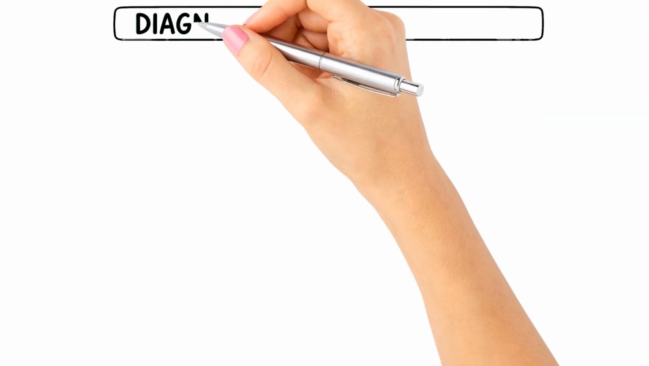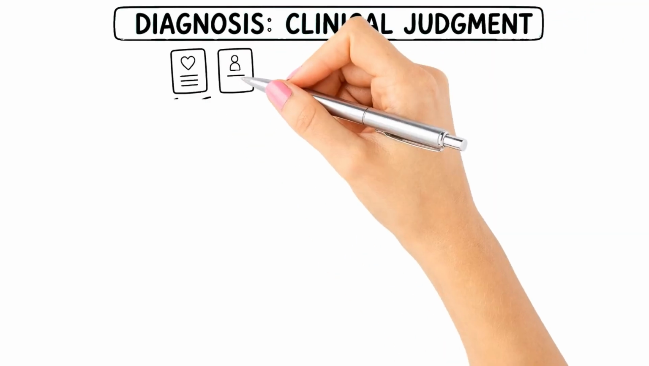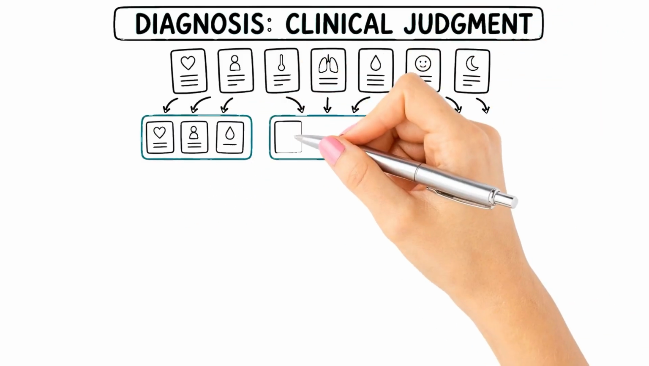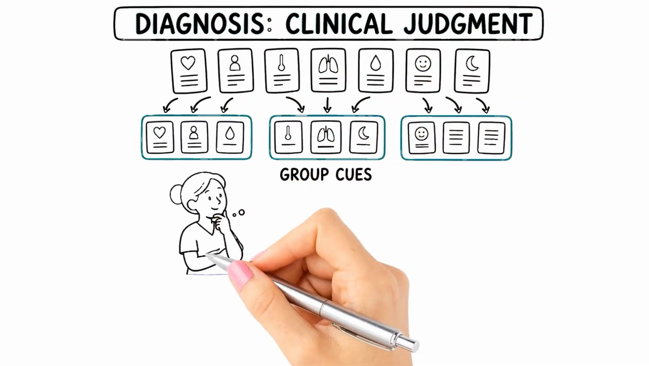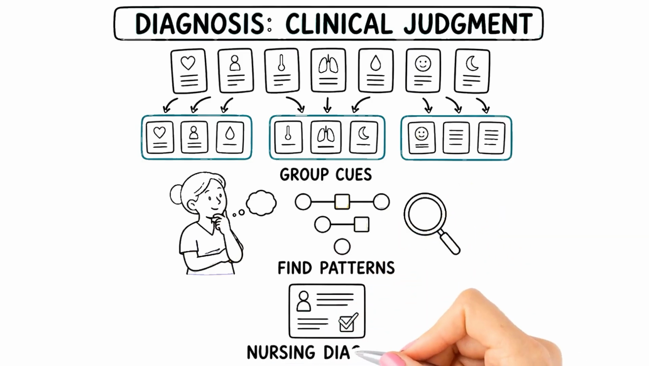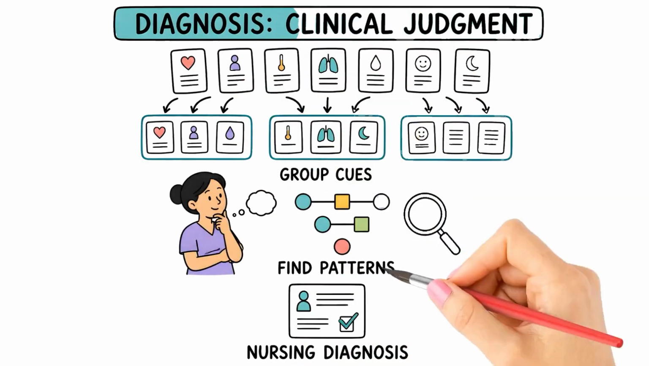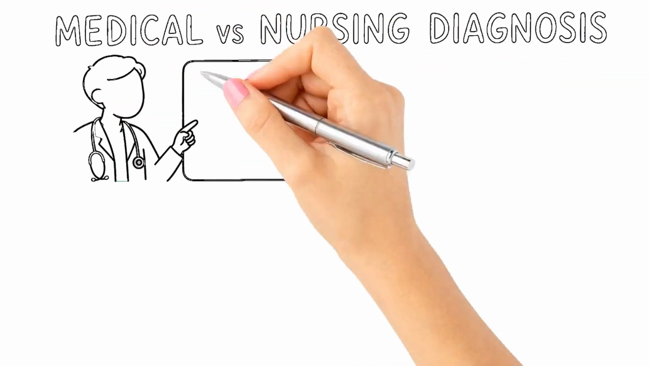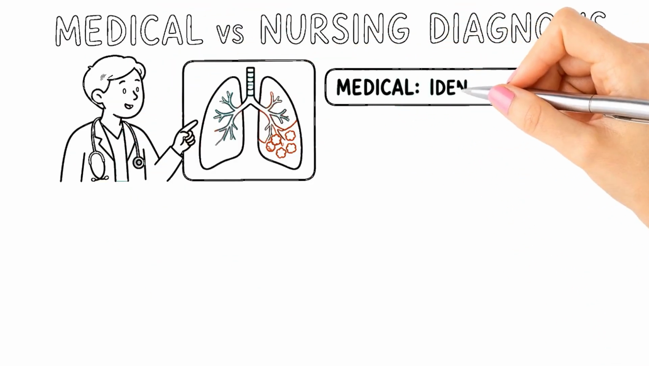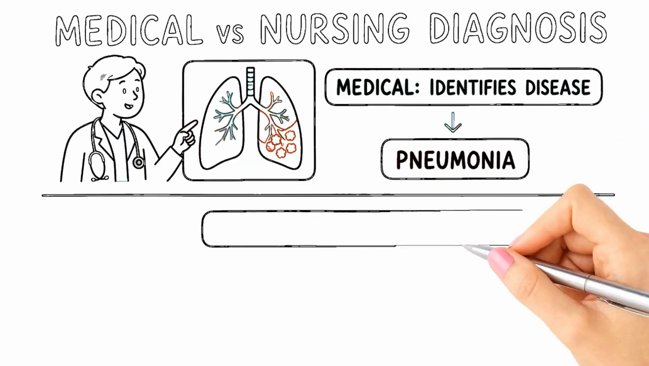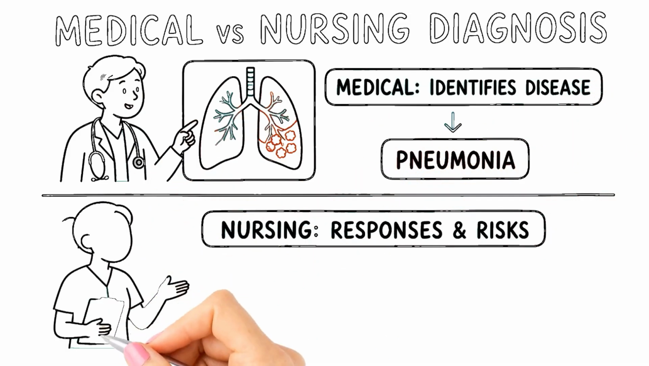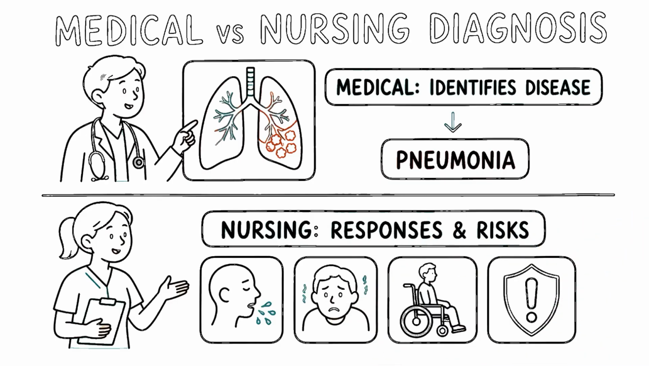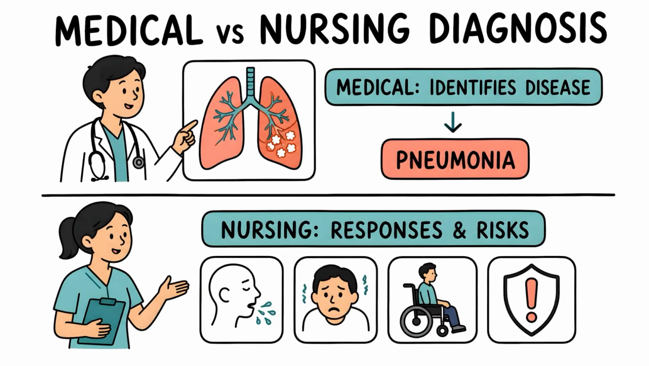During diagnosis, the nurse groups related assessment cues, looks for patterns, and applies clinical judgment. The result is a nursing diagnosis describing a patient response, need, or vulnerability that nursing care can address. A medical diagnosis identifies a disease, such as pneumonia. A nursing diagnosis focuses on how the patient responds or may be affected. For example, difficulty clearing the airway, anxiety, impaired mobility, or risk for injury.